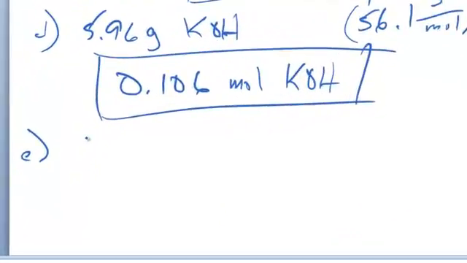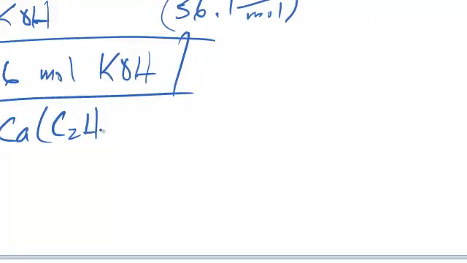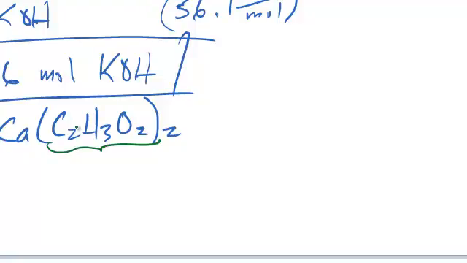E. We have 937 grams of calcium acetate. Okay, so this is maybe a little bit unfamiliar, this anion. Just to review, if you look it up in your polyatomic ion table, this is acetate.